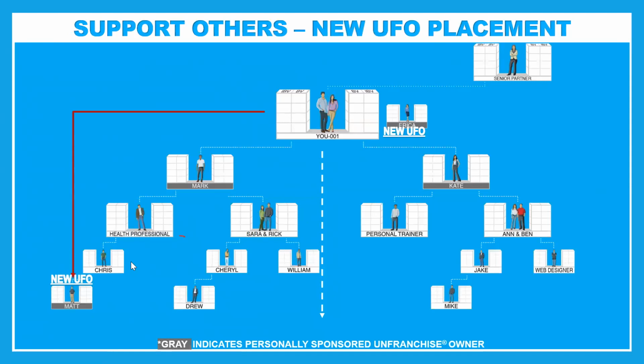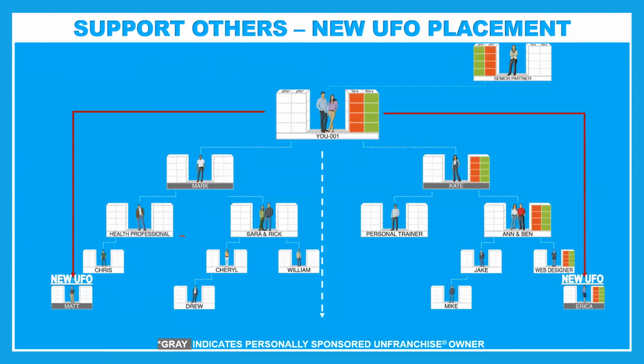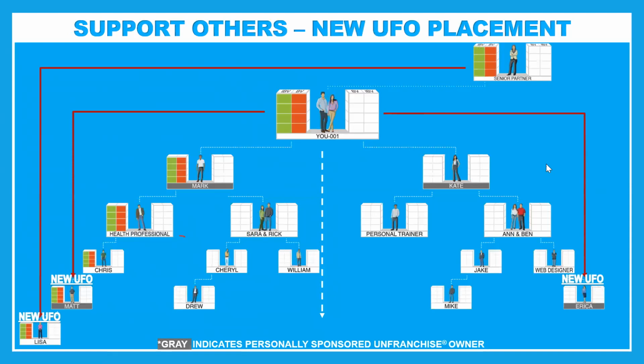You can put him under Chris, who is the very last person on your left, 002. And then on your right, 003, Erica is a new UFO that you can introduce and put into the very last person, in this case, a web designer. So that way, every single one of those BV points can be going back 100% to every single one of us. So let's say we have a business partner that came before us that has a new business partner, UFO, Lisa, and he or she can actually put Lisa under the very last person, in this case, Matt.